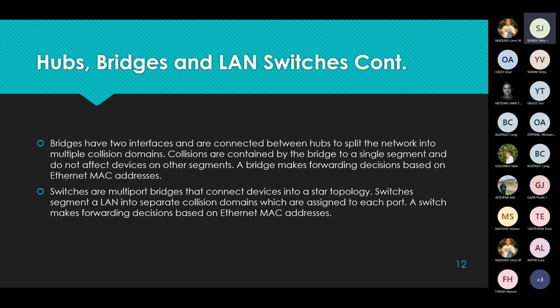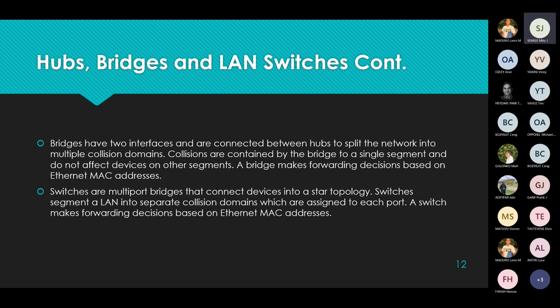Bridges have two interfaces and are connected between hubs to split the network into multiple collision domains. Collisions are contained by the bridge to a single segment and do not affect devices on other segments. A bridge makes forwarding decisions based on Ethernet MAC addresses, whereas hubs had no clue about MAC addresses. Bridges, as I said, have a bit of intelligence, and that comes also in the form of making decisions based on the destination MAC addresses of those two ports on the bridge. Move on.